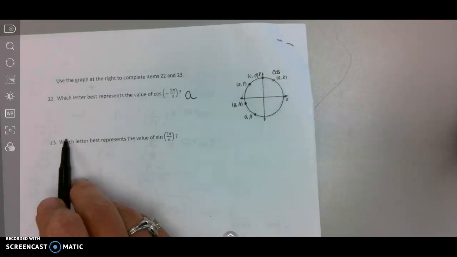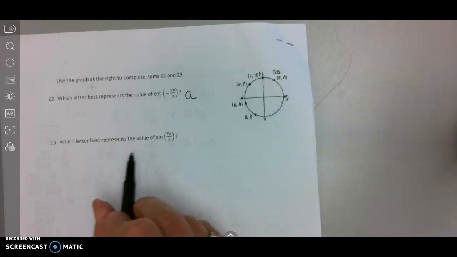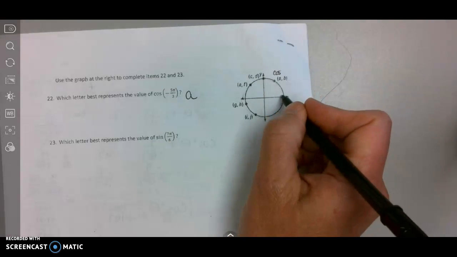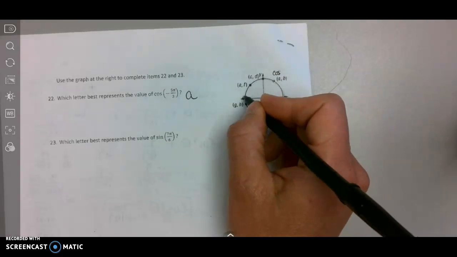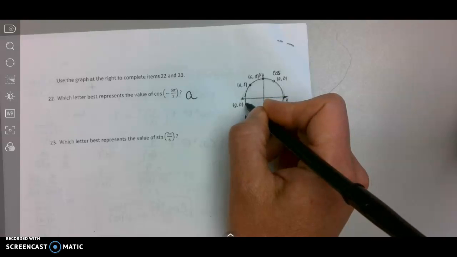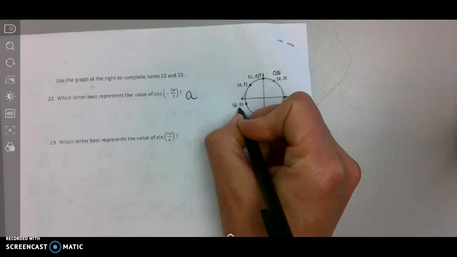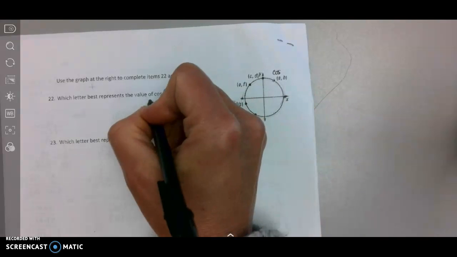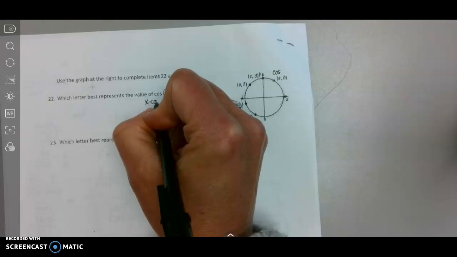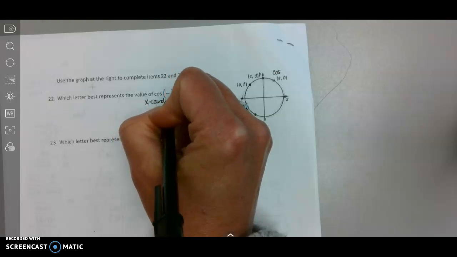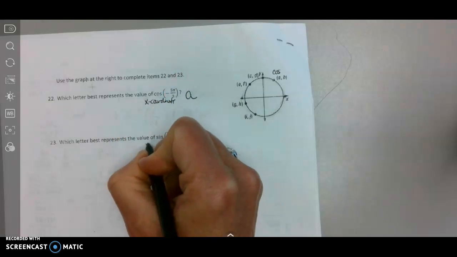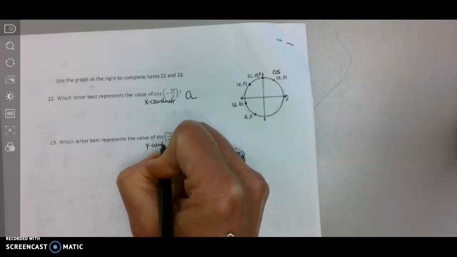That's 2/3. Which letter best represents the value of 7 pi over 6? So 1 1/6. And sine is the y coordinate. So it's H. So we'll mark here x coordinate for cosine, y coordinate for sine.